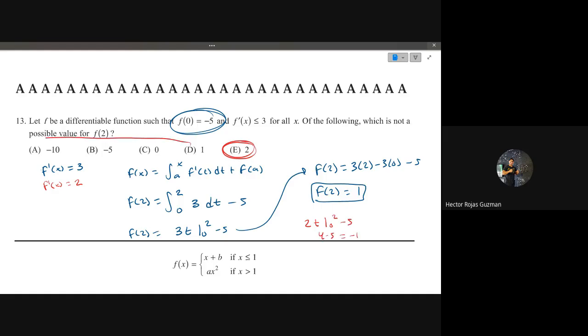And even though the answer is not here, we're saying that it could be something smaller. If your derivative would be 1, then the answer would be smaller than negative 1, and so on and so forth. By letting f prime of x be the biggest value it could be, 3, we can identify the maximum value f of 2 could be. So it's never going to hit 2.